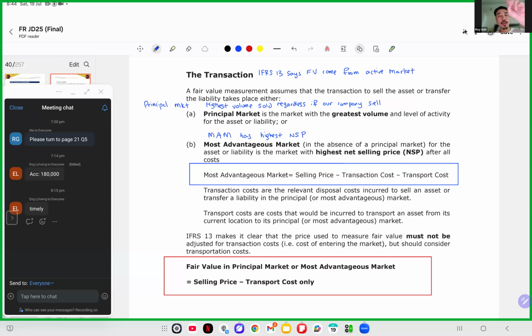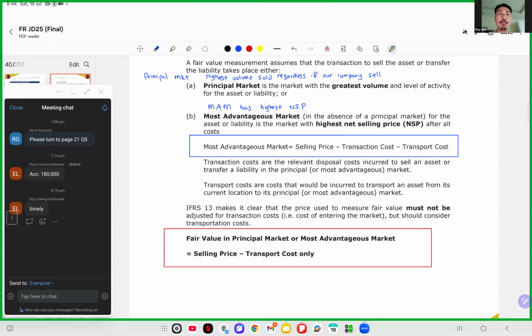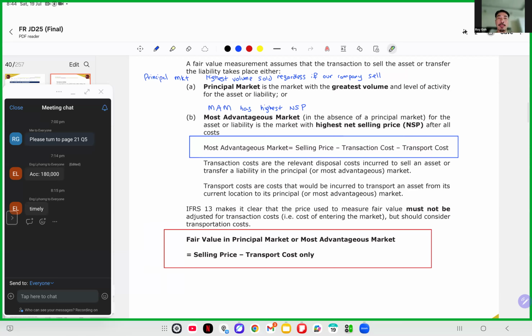2. Got the difference? Yes. You will take the selling price minus the transaction cost, like an agent fee, a broker fee, a commission fee, minus the delivery fee called the transport fee, to get only the most advantageous market. But once you determine the most advantageous market is, for example, market B, the formula to find fair value for the most advantageous market and the principal market is exactly the same: selling price minus the transport cost.